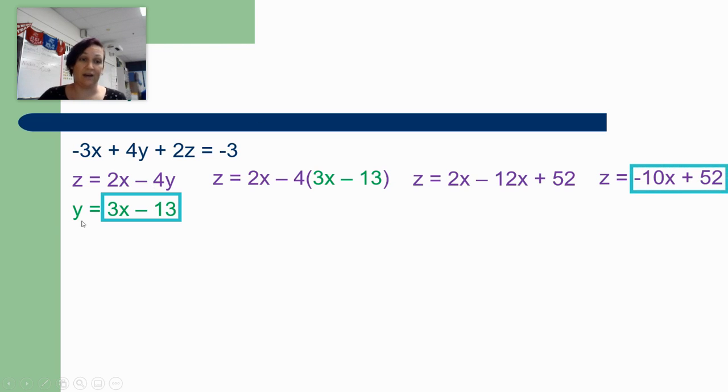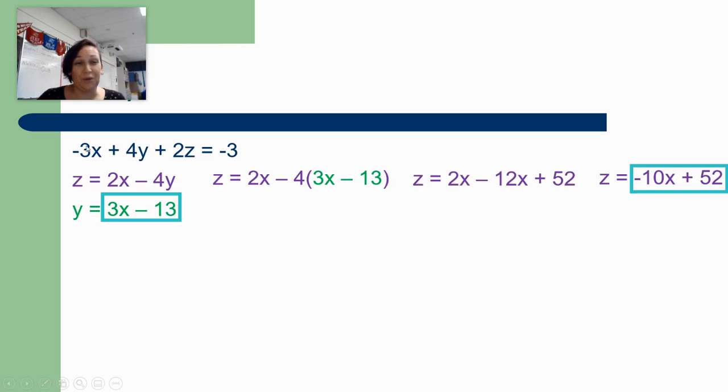And so here I have the letter y written in terms of x, and the letter z is also written in terms of x. That means wherever I see a letter y, I can replace it with an expression in x. And wherever I see a z, I can replace it with an expression in x. And so I can get a single equation with just the letter x in it. And that's going to be our top blue equation.